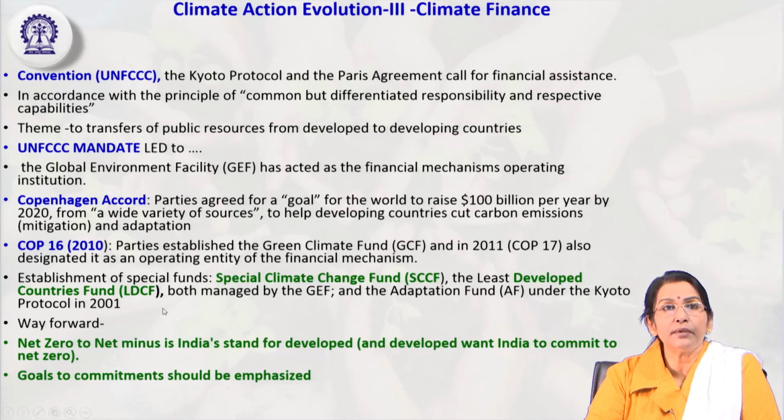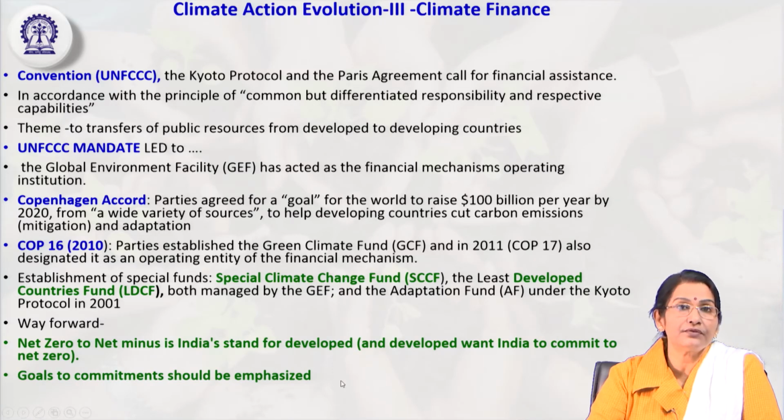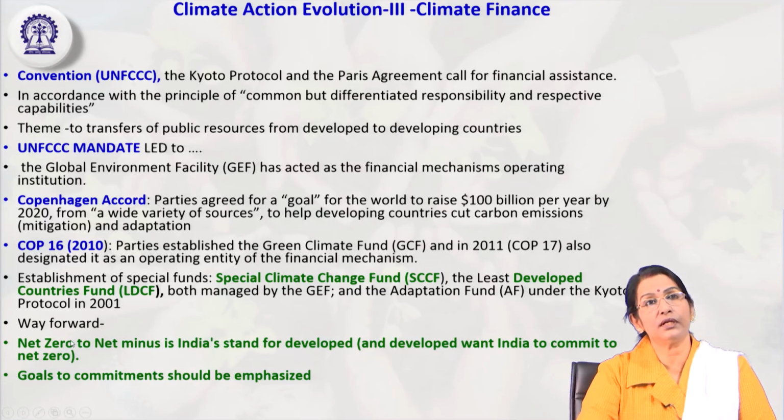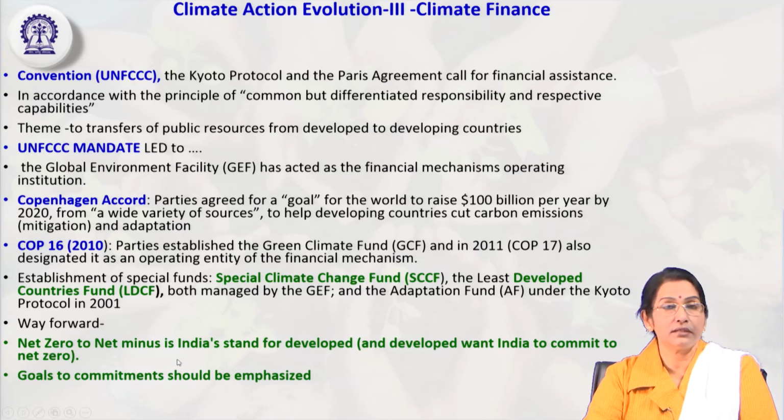So here the goal is net zero, or net minus emission. Net zero carbon is India's stand, and the developed countries want India to commit to net zero or net minus carbon emission as its target. So, goals to commitments would also be emphasized. Setting the target alone will not be enough, but commitment towards the goal achievement. From net zero to net minus, that should be India's stand for mitigating the climate change impacts.